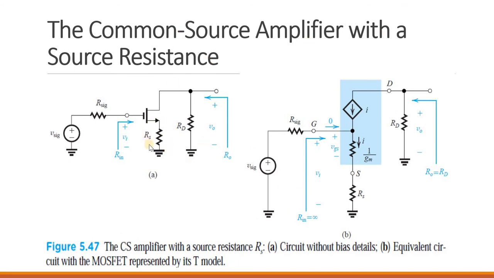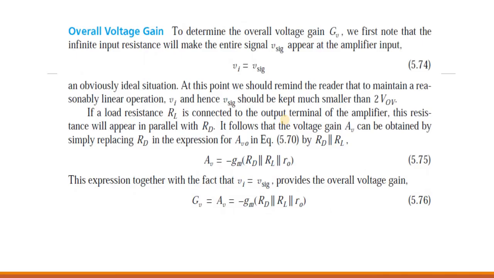So what happens when we include a resistance in the source terminal? Of course, it need not be the same as in the previous case. When we include this Rs, it acts as negative feedback. Due to that, there will be a drop in the voltage gain. So that we are going to see now: what is the reducing factor in the gain? The overall voltage gain we have got is Gv equals minus gm RD parallel to RL parallel to r0. So remember this equation.